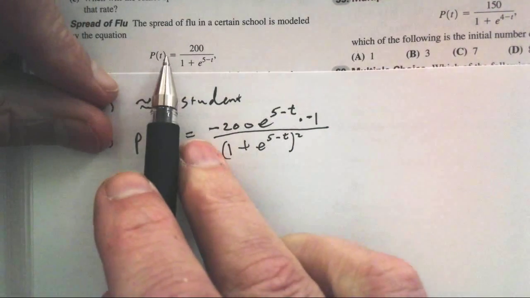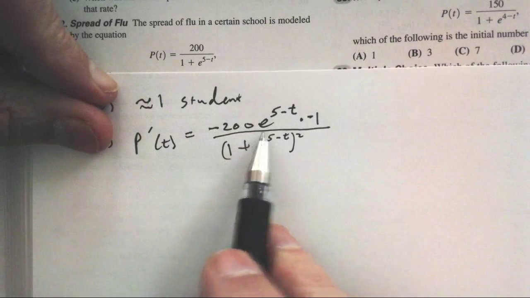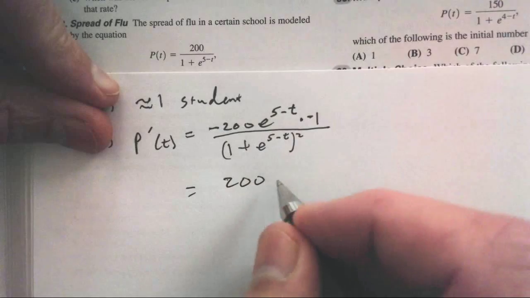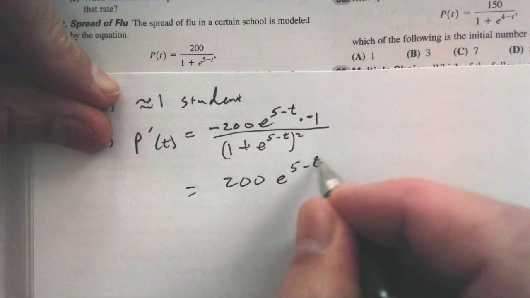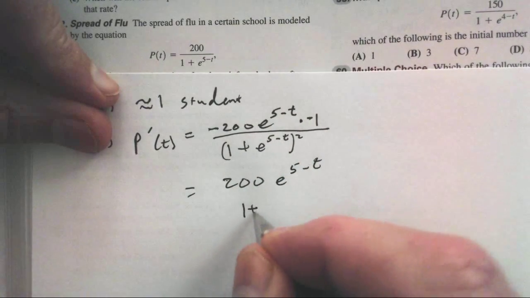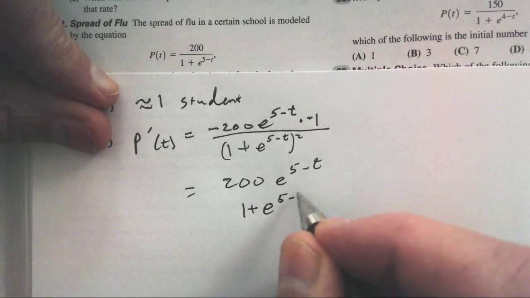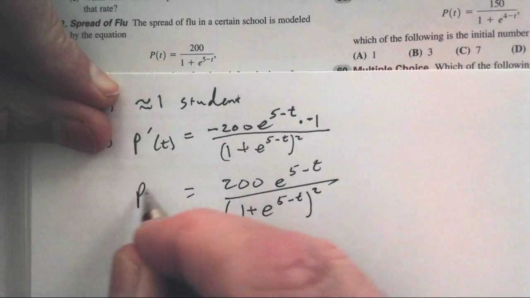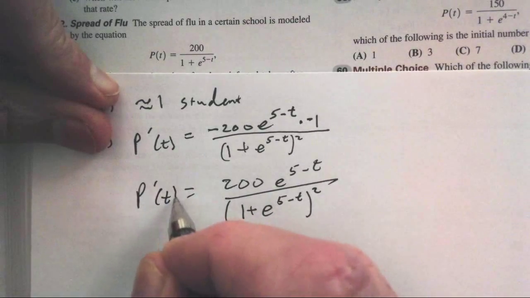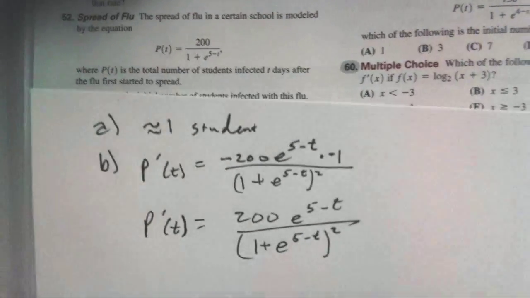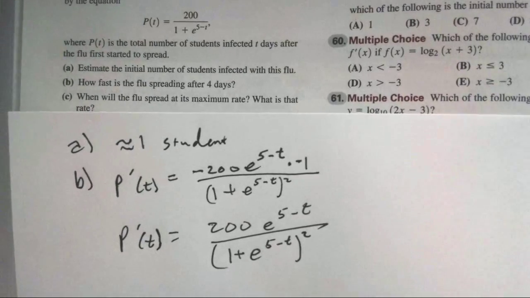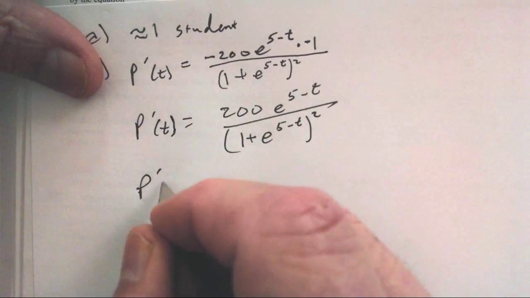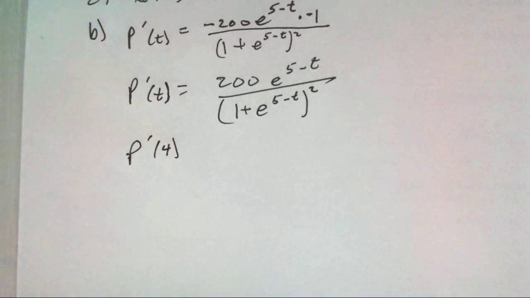Low d high, 0, minus high d low over the square of the thing below, or we get 200 e to the 5 minus t on 1 plus e to the 5 minus t squared. That's our growth rate. Okay, so how fast is it spreading after 4 days? We just want P prime of 4.